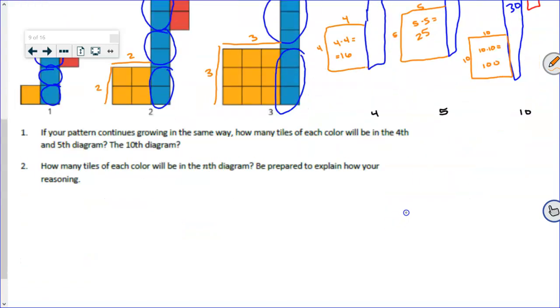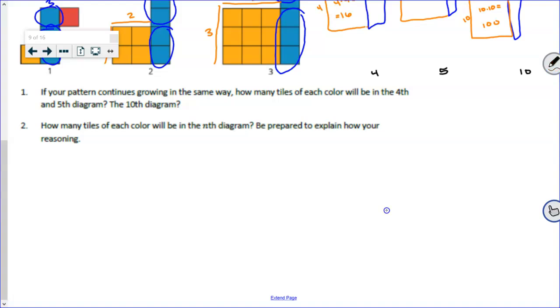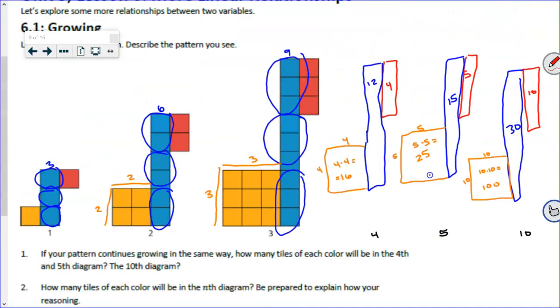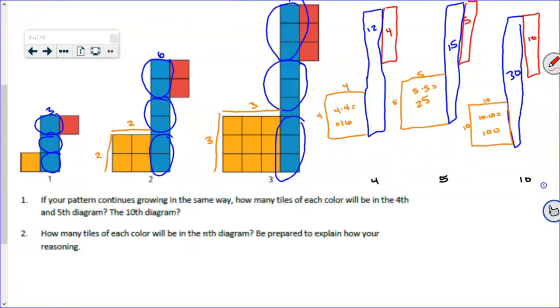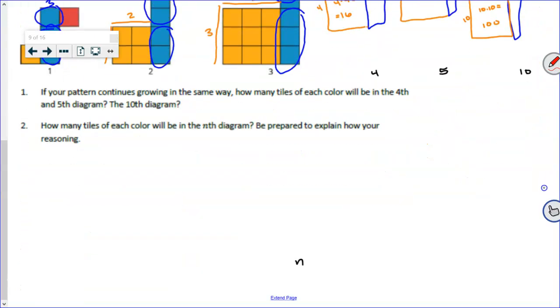Do I even dare ask about figure N? In figure N, let's start with the easy one. We know what it's going to look like. In figure 4, there were 4 red blocks. Figure 5, 5 red blocks. Figure 10, 10 red blocks. So how many red blocks will there be in figure N? N red blocks. Do we know where they're going to be too? Yeah, a nice tall tower up here. How many blocks there? N.